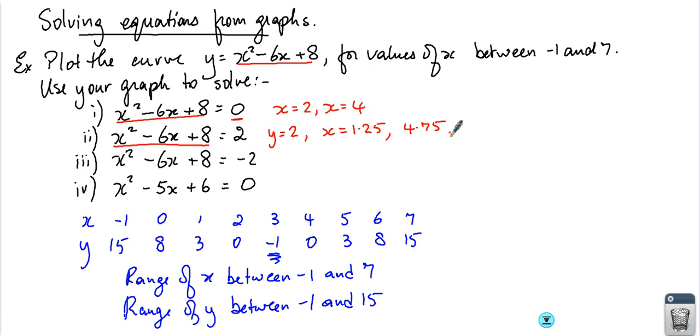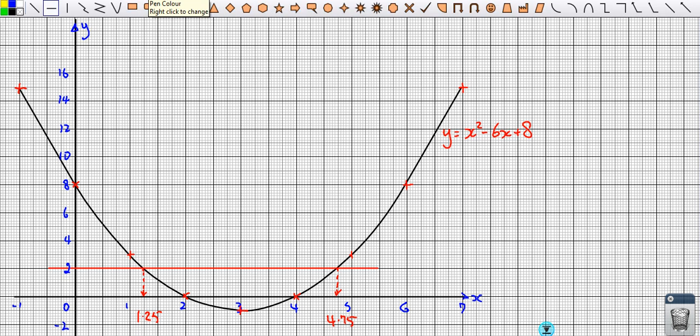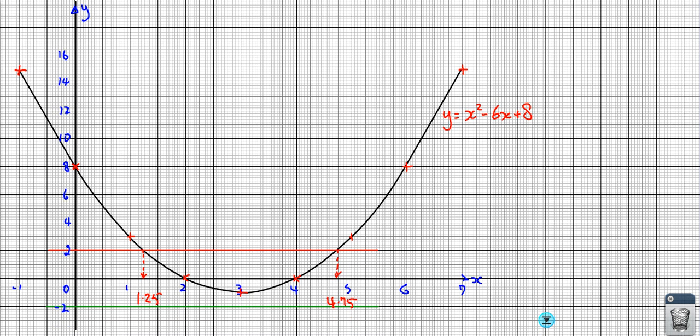Now the third one, x squared minus 6x plus 8 equals minus 2. X squared minus 6x plus 8 is the same one. Now this time it's equal to minus 2. So y is equal to negative 2. I'm going to do the same thing as we did before. I will draw the line y equals minus 2. This is the line y equals minus 2.